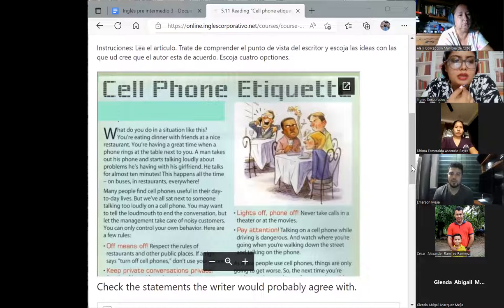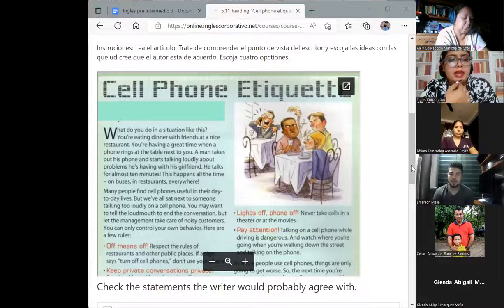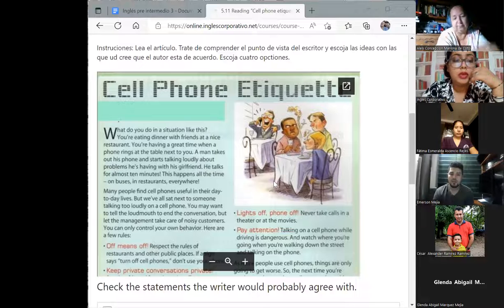A man takes out his phone and starts talking loudly about problems he's having with his girlfriend. He talks for almost 10 minutes. This happens all the time, on buses, restaurants, everywhere. Many people find a cell phone useful in their day-to-day lives, but we have all sat next to someone talking too loudly on a cell phone. You may want to tell the loudmouth to end the conversation, but let the management take care of noisy customers.